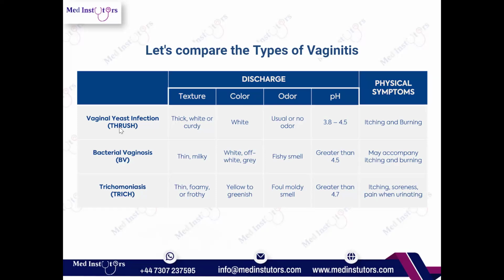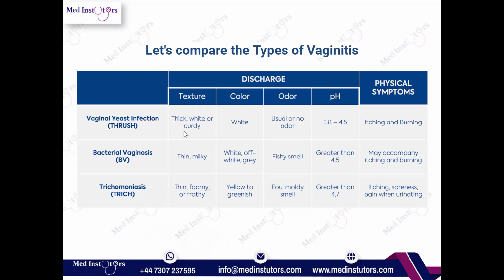Vaginal yeast infection, which is also known as vaginal thrush, is caused by candida. So it is a fungal vaginitis. The patient may have thick, white or curdy discharge. The color would be white, there would be no odor, and the pH is usually in the normal range. Physical symptoms might be itching and burning.